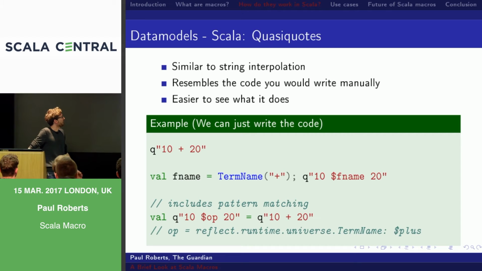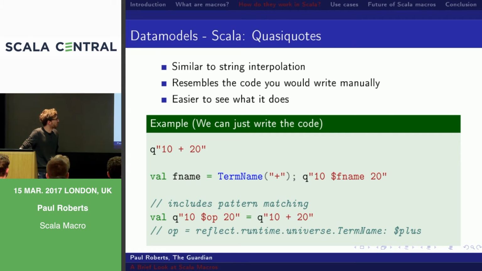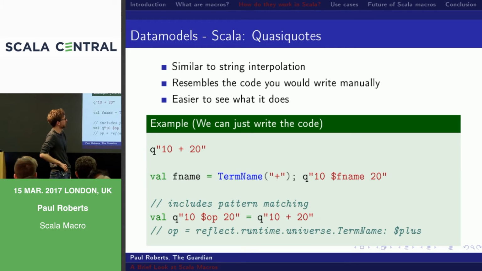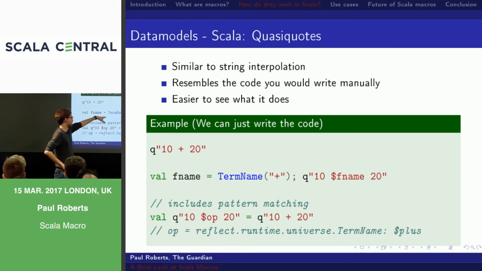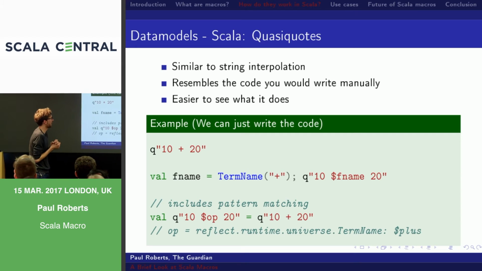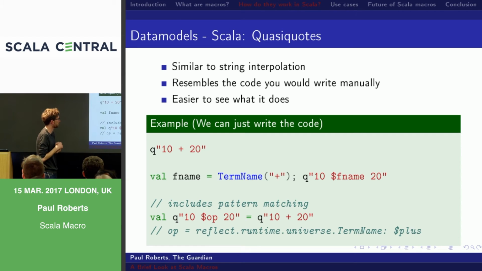Quasi-quotes are very similar to string interpolation, which I'm sure we're all familiar with. It gives us the advantage that we can write the expression very much as Scala code, the way we would expect to see it if we were writing that code manually. But of course, it has a lot more power, because we can use the familiar $ sign to insert. We can store bits of code that we want to use later into variables, and then splice them into a string, and the result is a syntactic expression similar to the one we just looked at on the previous slide.